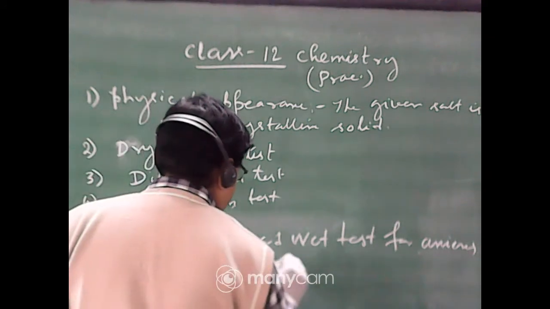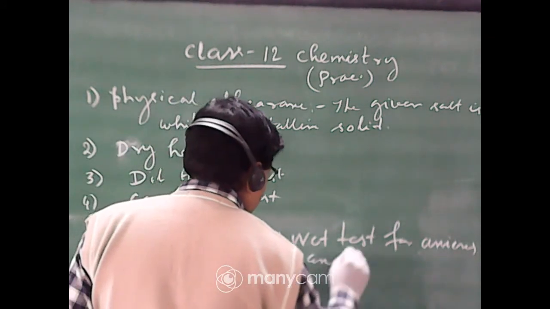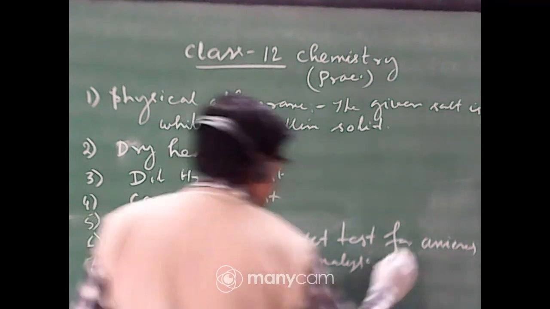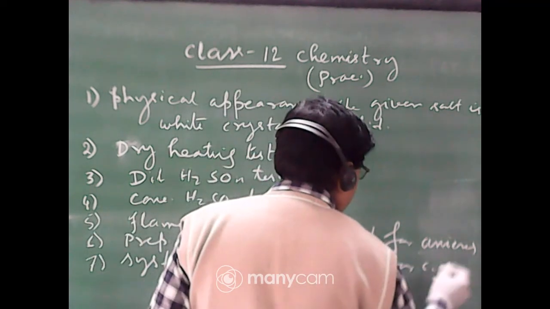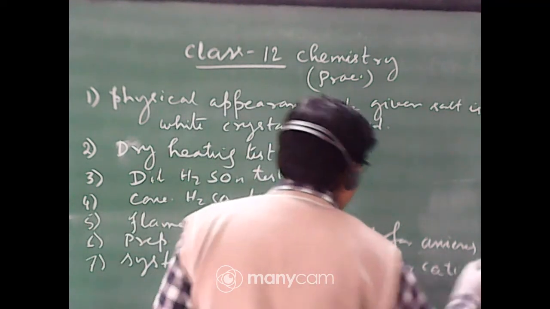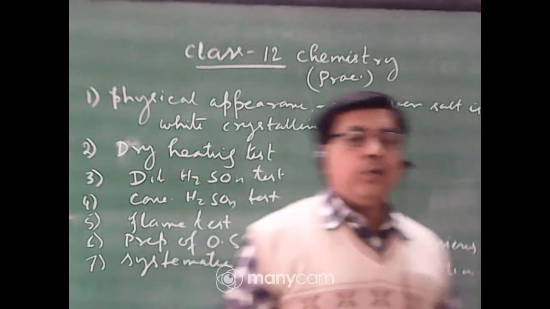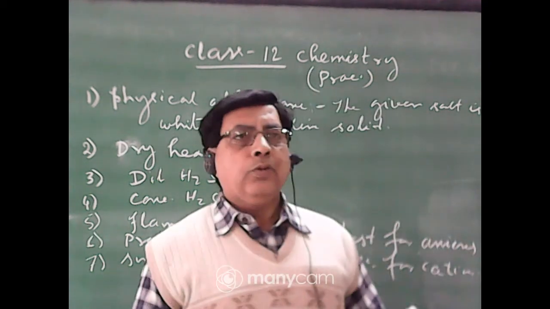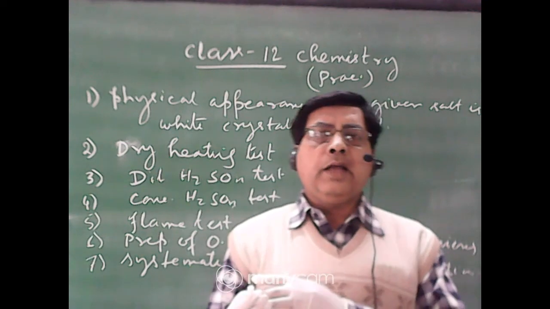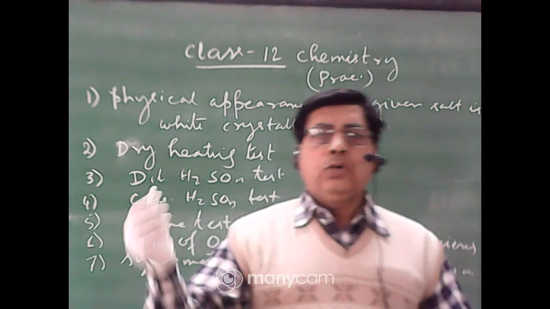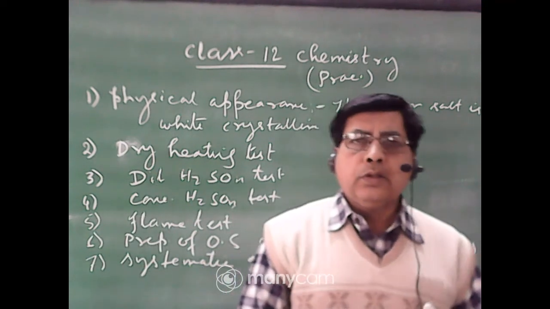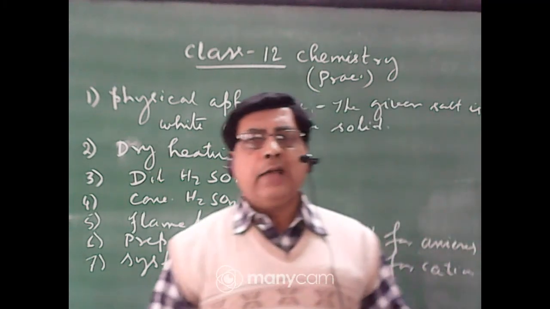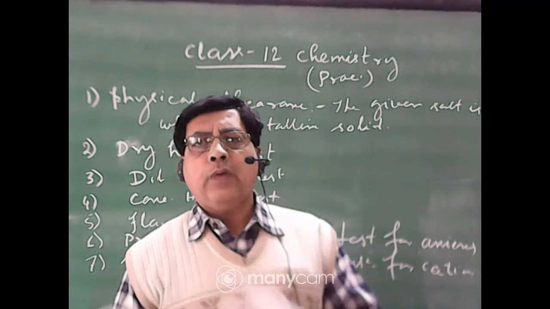Systematic group analysis for cation. You make three columns. 1 cc OS plus 1 cc dilute HCl, no PPT, group 1 absent. 1 cc through this solution pass H2S gas, no PPT, group 2 absent.